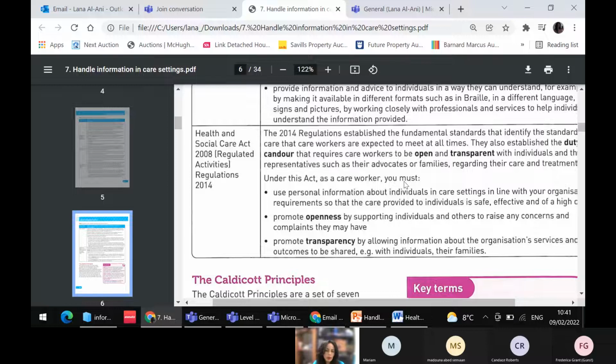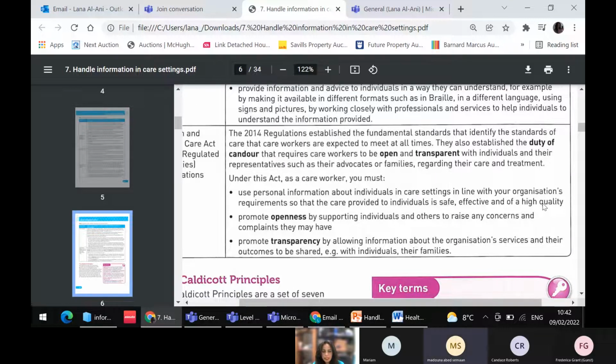This act is all about using personal information about individuals in a care setting in line with your organization's requirements so that care provided to the individual is safe, effective, and high quality. So first of all, the way we use the information, we follow the policy and procedure. That's very, very important. So when we use personal information, we need to follow the policy and procedure so that the care for the people is effective.